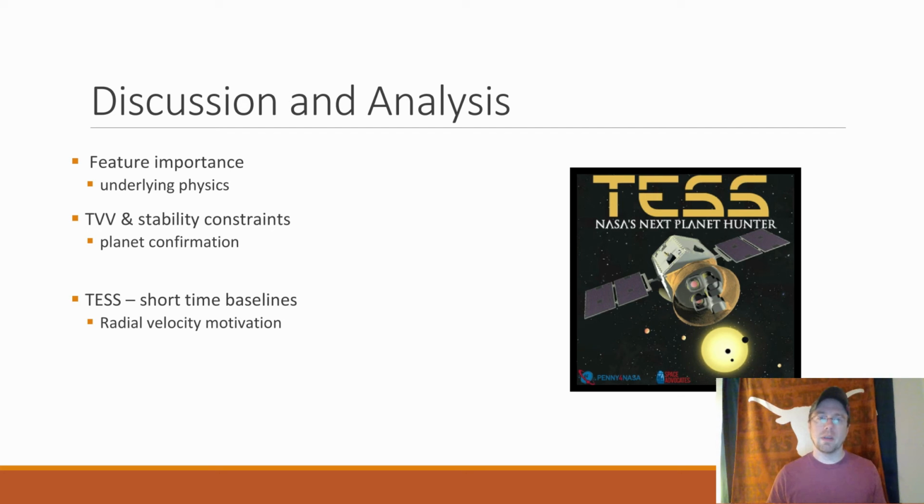Finally, the third thing I think we can talk about is using this data with systems that have a shorter time baseline, such as TESS, the Transiting Exoplanet Survey Satellite. Once models have been generated accordingly, these algorithms could hold potential for these smaller data sets where the transit timing variations might not be available or the data might be insufficient. So the dynamical stability constraints could actually be a little bit more important here for providing that key motivation for further study into these systems using radial velocity methods.